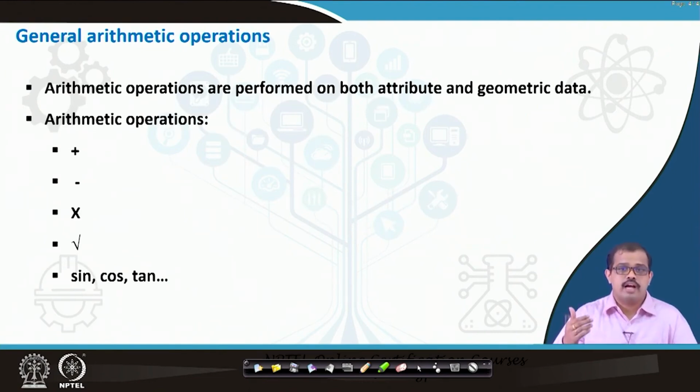For example, both attribute and geometrical data. Arithmetic operations can be adding, subtracting, multiplying. It may be your square roots, it may be sine, cos, tan. So, even these trigonometrical operations can also be performed using general arithmetic operations. So, other than this, you have a lot of statistical operations, whatever statistical operations that you see in your daily routine, all of these operations can be performed on whatever data set you have.